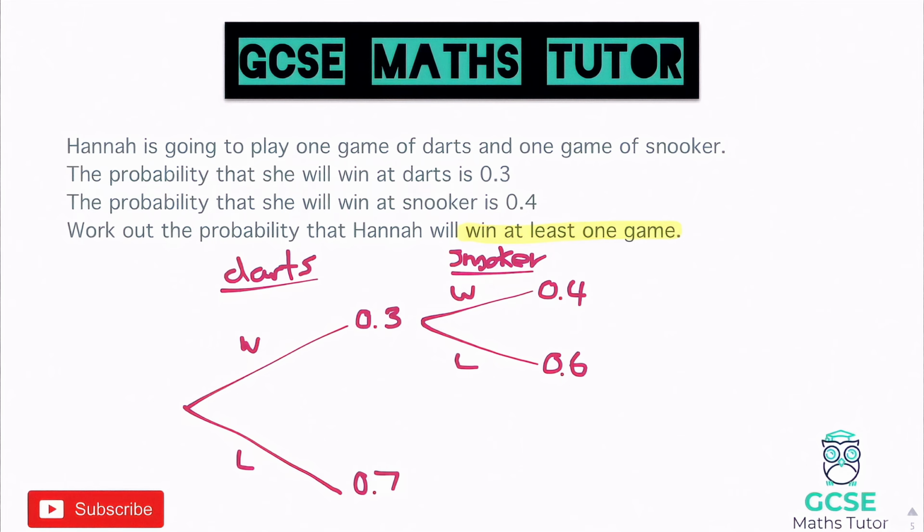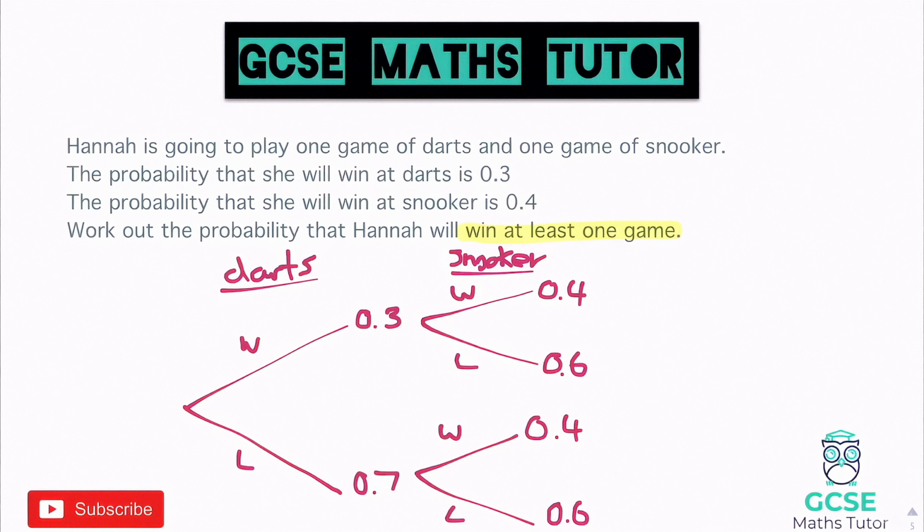And that is the scenario there if she wins at darts. She can then win or lose at snooker. So obviously we could lose at darts, in which case, again, she's going to want to go on to play snooker. And again, the probability that she wins is 0.4 and 0.6. It doesn't say that anything changes. It might say in a question, if she wins on the first game or if she wins at darts, then she's got a higher chance of winning at snooker maybe, but it doesn't mention anything like that in the question.